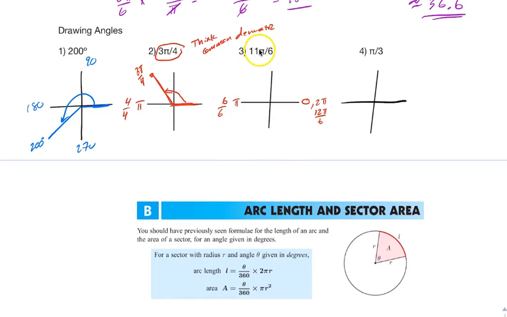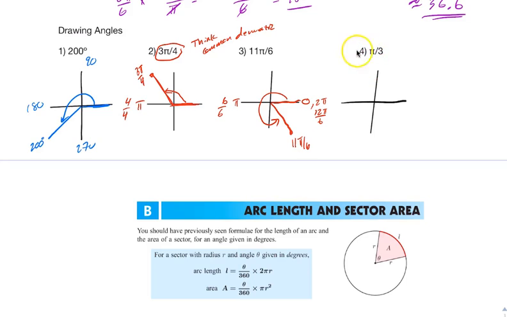How do I get down to 11 though? Well, 6 over 6 plus another 6 over 6 gets me 12. I haven't gotten that far yet. I'm a little short. So I'm going to be right there. That's 11 pi over 6. It's in quadrant 3.